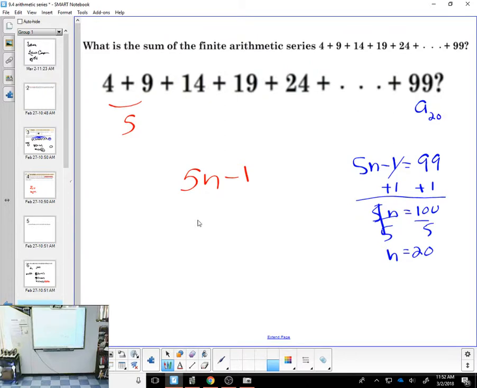So now I know how many numbers there are. How many numbers are there? 20. N is 20. So now I can go back to that formula.